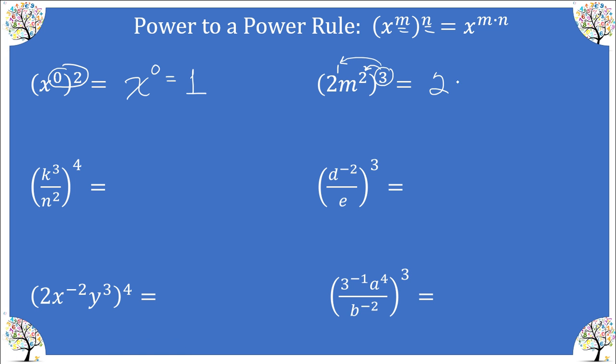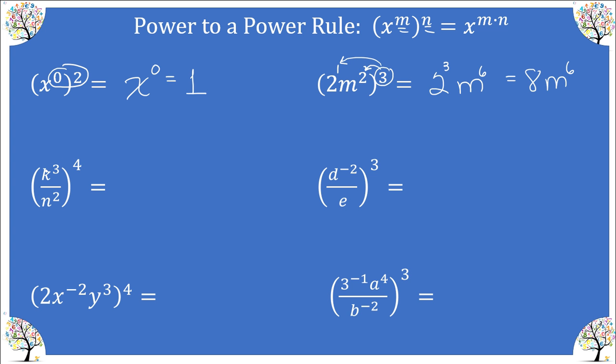So we have 2 and an m. So I just write my base down. 3 times 1 is 3. 3 times 2 is 6. And then if we evaluate 2 to the third, 2 times 2 times 2 is 8. And then we have m to the 6.